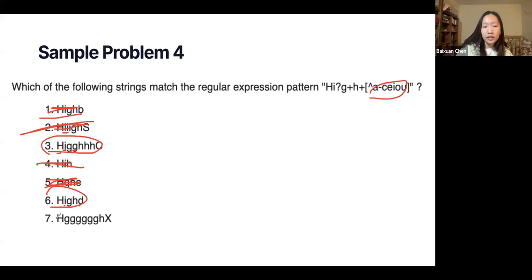And then we have the seventh expression, which is an uppercase G, which works. And then we have H, which works. And then we have 0 or 1 i's, again matching the question mark. And then we have one or more G's. All of this could be swallowed into the G plus. And we have one or more H's. And then we have an uppercase X, which is not in A, B, C, E, I, O, or U. So number 7 will also work. So for this problem, the strings 3, 6, and 7 are the ones that will be accepted by the regular expression. Are there any questions about this problem? No. Okay.